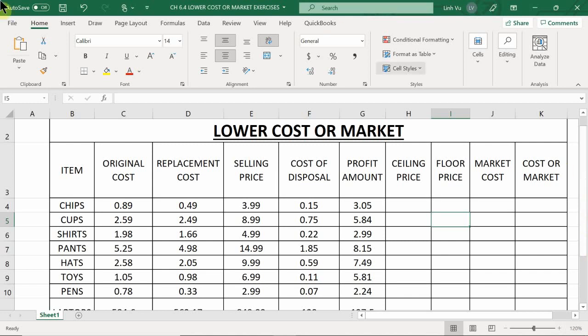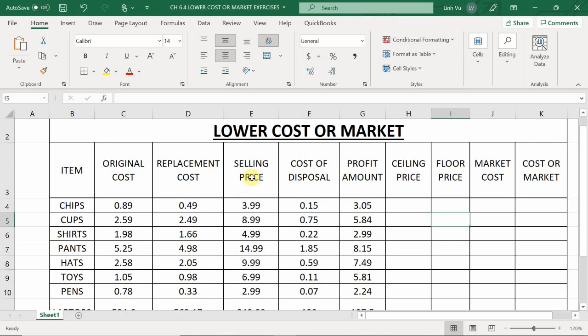All right, so here are a lot of examples of practicing how to use the lower of cost or market. Again, you will be given 6 figures, and your job is to solve for the last 4, which is the ceiling, the floor, market, and determining which one's lower, the original cost or the market. These 6 figures are given, and I will be providing this for you on the exam as well.